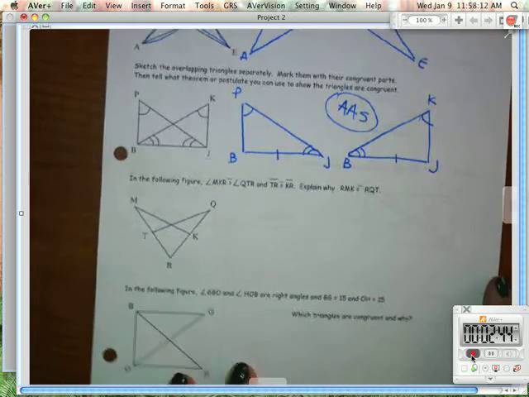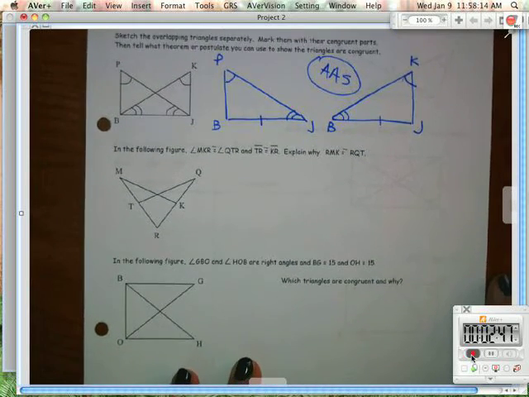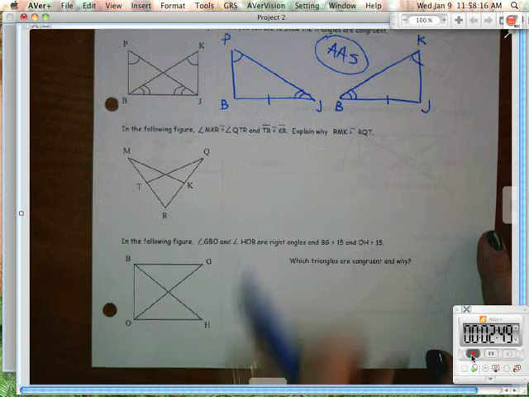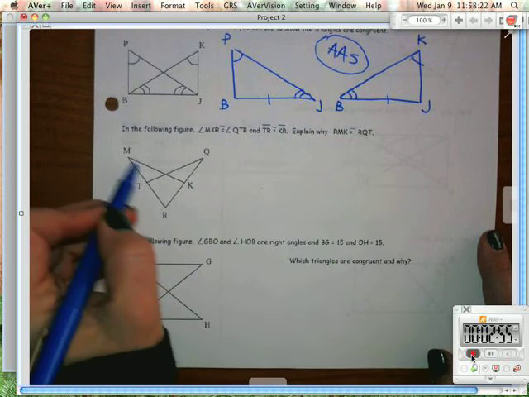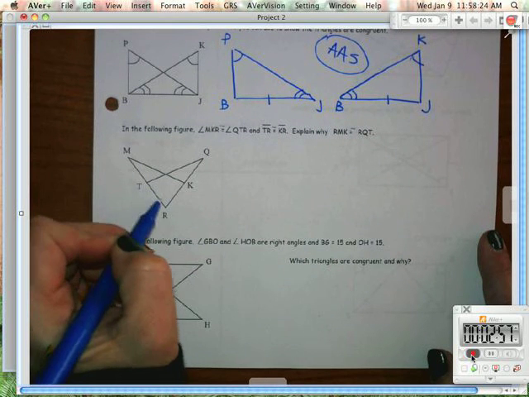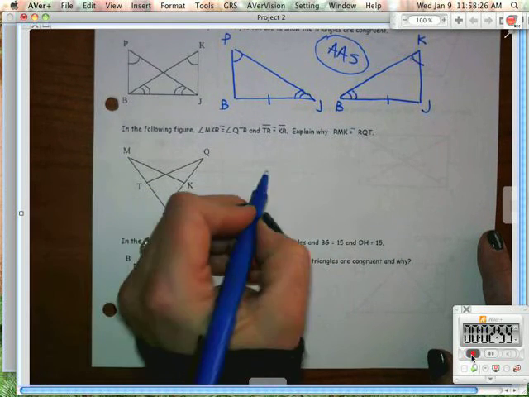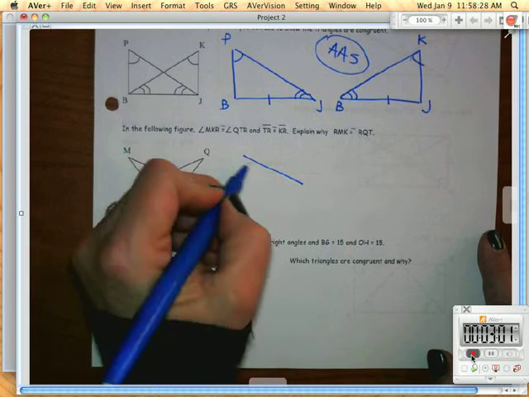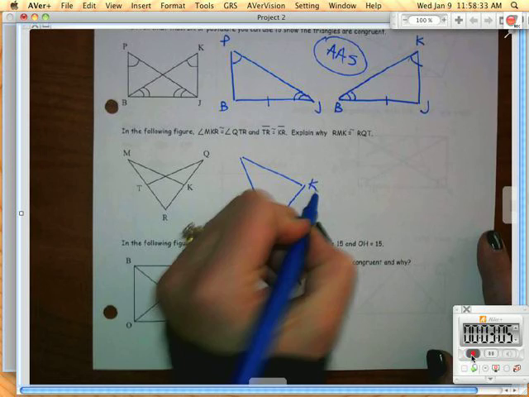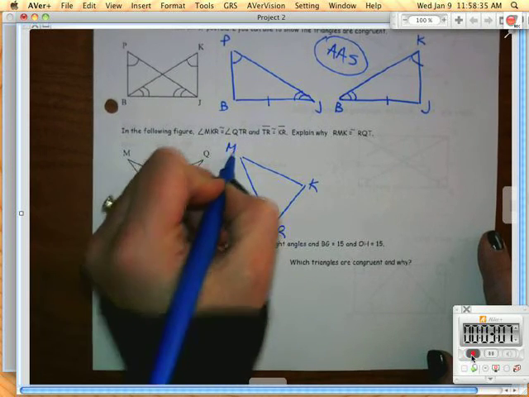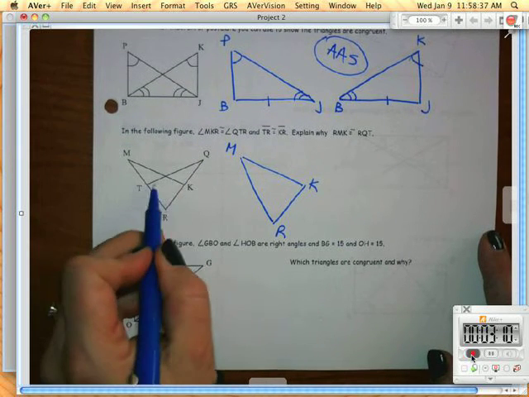Okay? In the following figure, I think what I'm going to do first is I'm going to split it up. And then I'm going to mark what they tell me here. It might be easier. So I'm going to draw this triangle first. So I'm going to do N like this, just kind of however close you can do it. That's K, R, M. And then I'm going to draw this triangle right here.